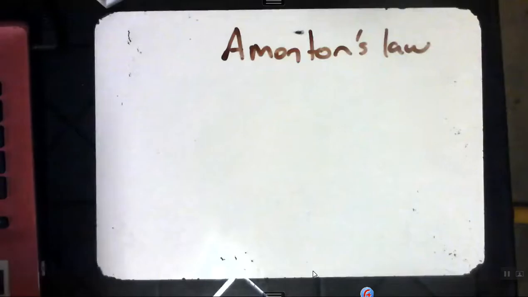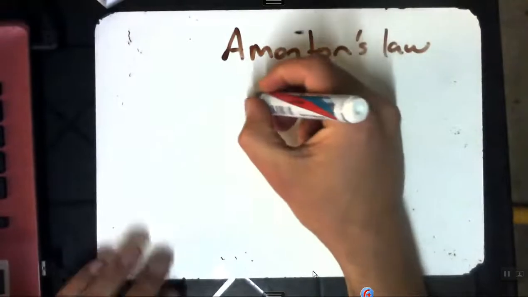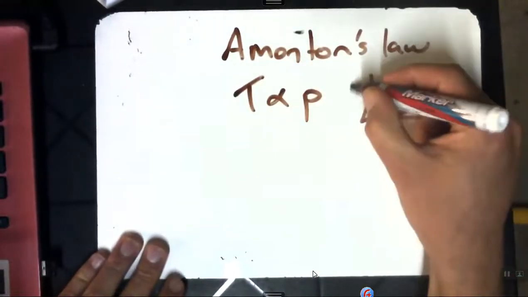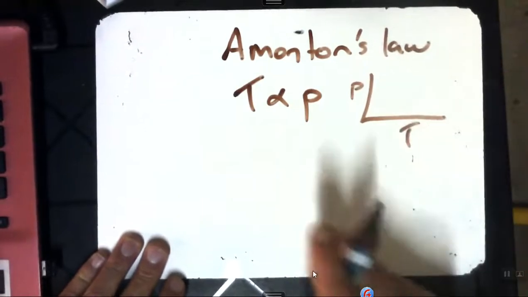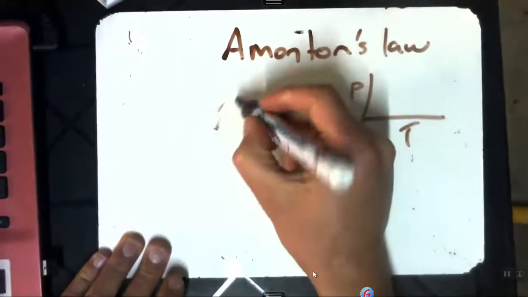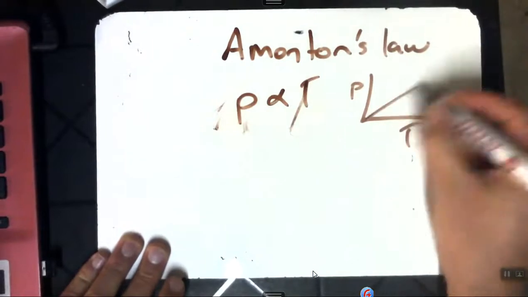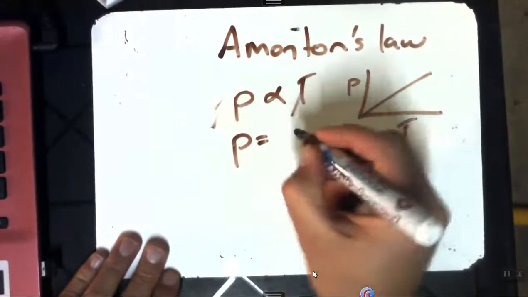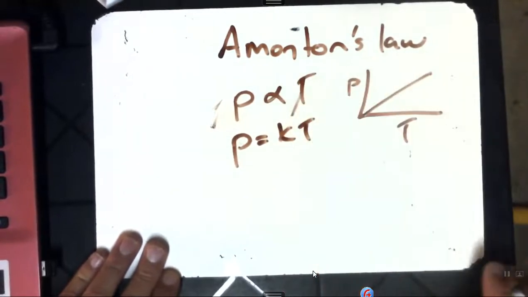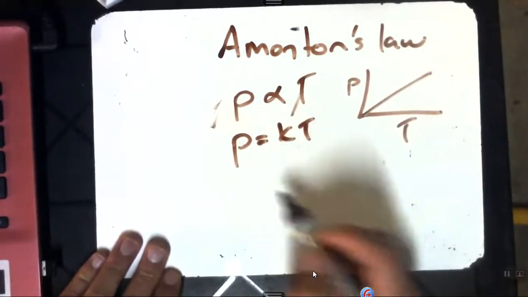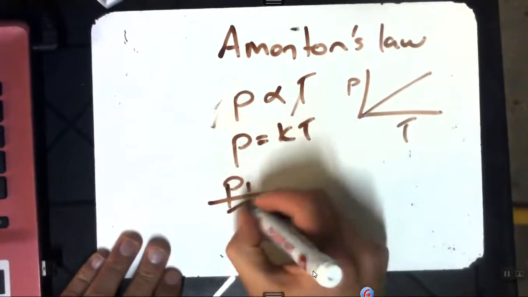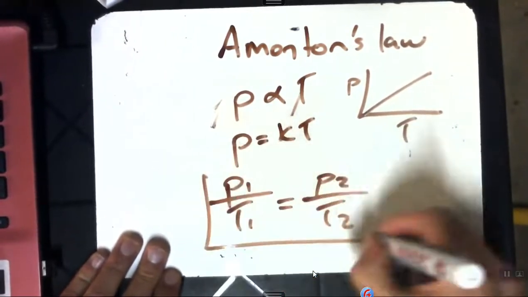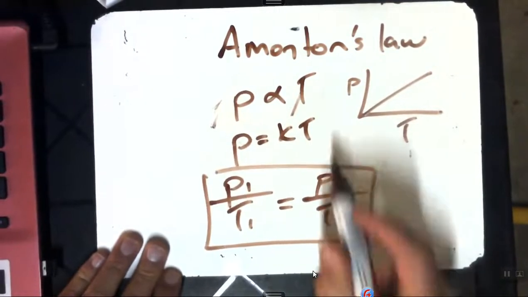So in this law we saw that temperature is directly proportional to pressure. If I have pressure and temperature, let's just swap these two around, we'll also have a directly proportional line, which means we can make it equal by adding a constant. Pressure 1 over temperature 1 is equal to pressure 2 over temperature 2, and this is the formula for this law.